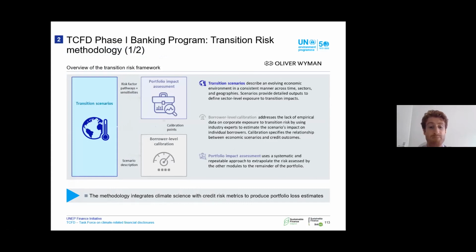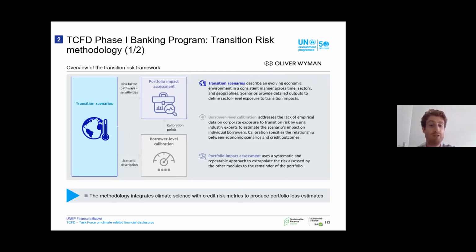So with UNEP-FI's transition risk methodology, this was something we had developed with Oliver Wyman. It was something that we had worked on with a group of 16 banks back in 2018 and then into 2019. The idea here is really to take the best scientific-based information from the scenarios and apply that to the portfolio. But recognizing that that's just a top-down implementation, it becomes necessary also to think about the unique and idiosyncratic features of your own portfolio.